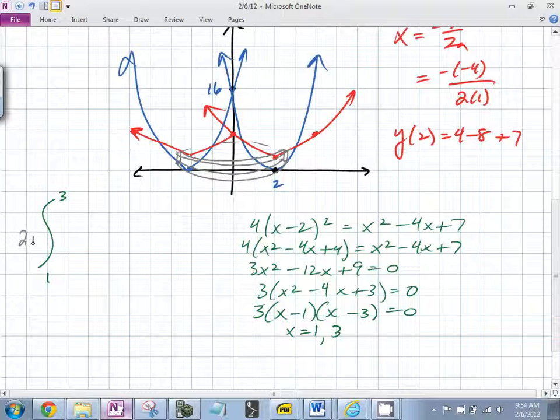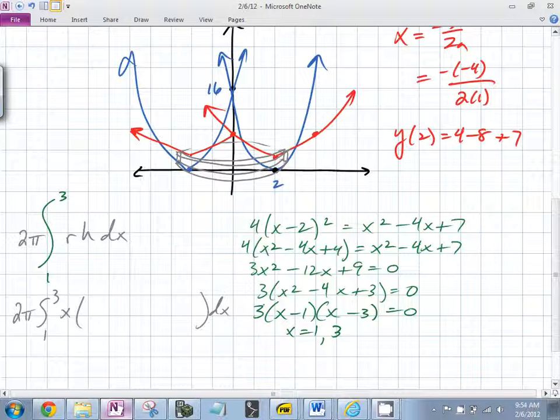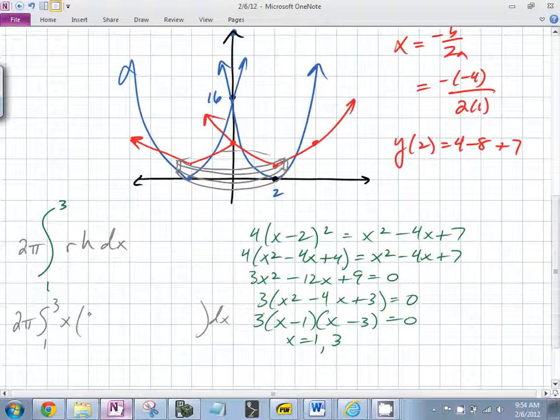And then it's the radius times the height. And is it dx or dy here? Dx, that's correct. In this case, what's the radius going to be? X, because it's going around the y-axis. So it's 2 pi integral from 1 to 3 of x. And what's the height going to be? Upper function minus the lower, right? The upper one is the red one, so it's going to be x squared minus 4x plus 7 minus 4 times (x minus 2) squared.